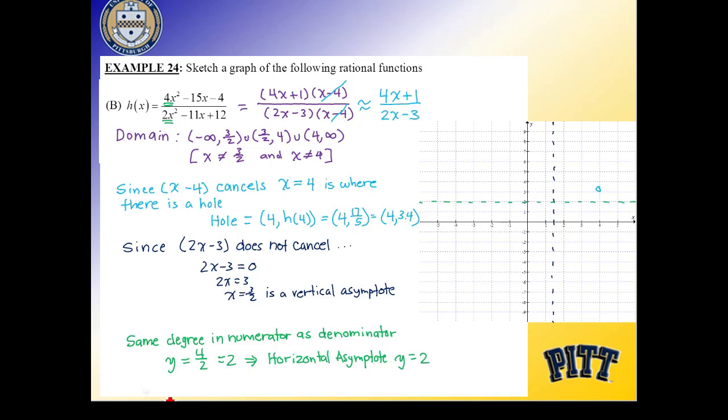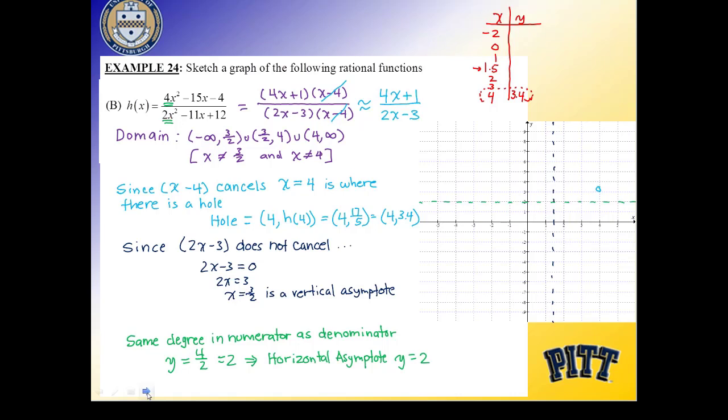Again, it's not a whole lot. So I need some additional points to plug in in order to get an idea of how this is shaped. So again, I'm going to use my vertical asymptote as a center. So 1.5 is the center. I picked some values bigger than 1.5 and some values that are smaller than 1.5. I also included 4 in here because I know that's where my hole is.